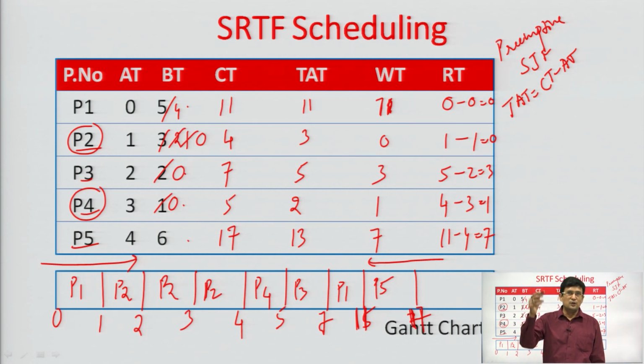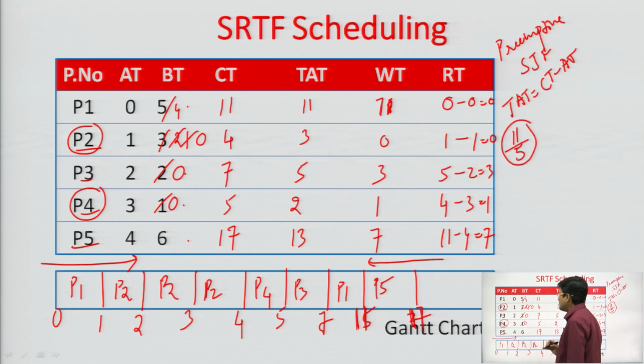then you should sum the figures for all the processes and then you should divide it by the number of the processes. For example, if we have to find out the average response time, so this will be 0 plus 0 plus 3 plus 1 plus 7, that is 11 divided by 5. So, this is the average response time for the given system.